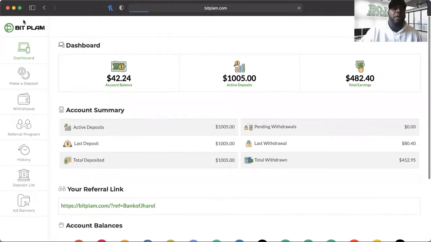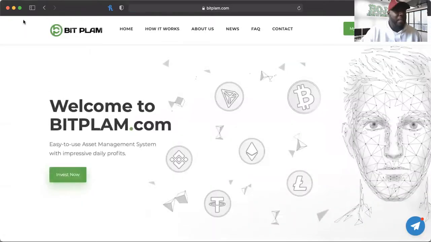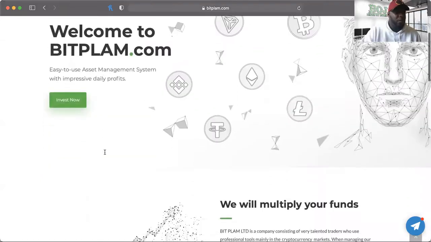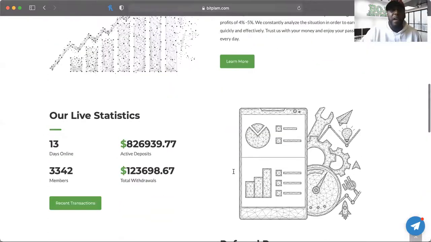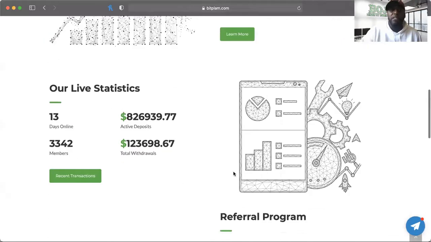For those that don't know the Bitplam plan, let's get into the stats first. Almost $1 million in active deposits, y'all. We're at $826,000 in active deposits in just 13 days. Almost 3,500 members, we're looking at about 3,342. In total withdrawals, we have $123,000.